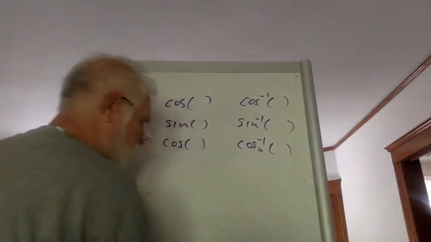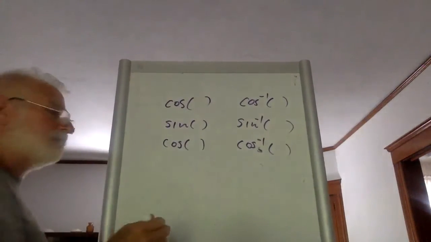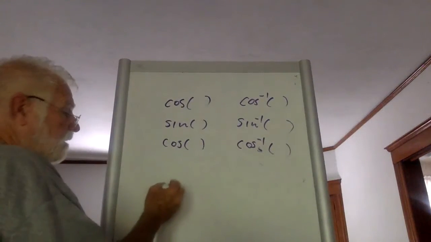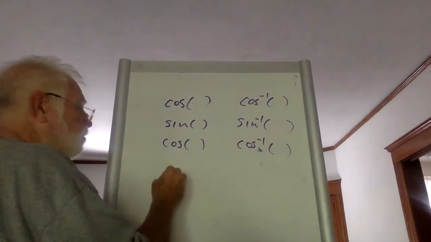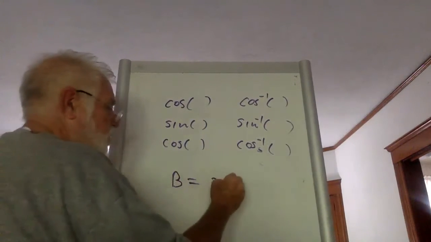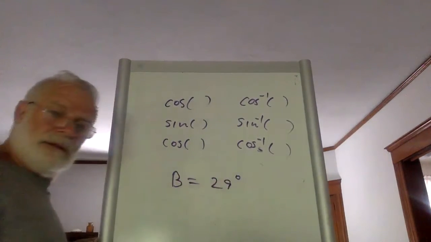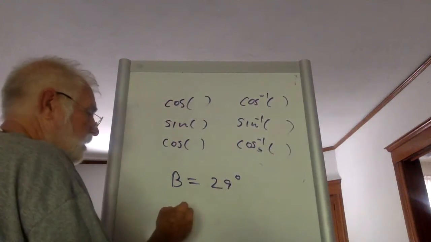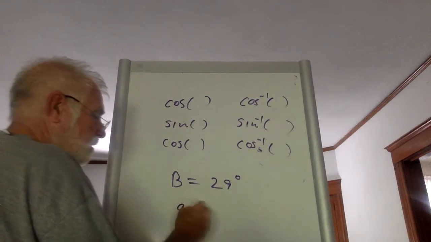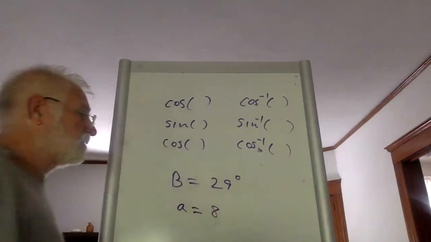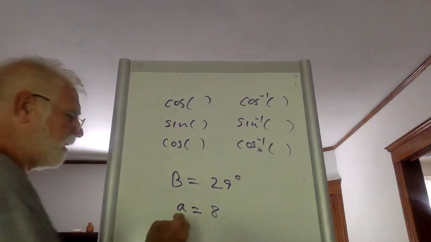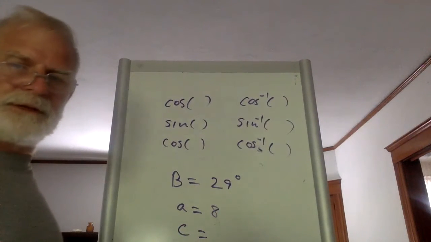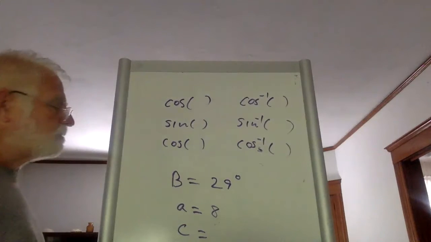All right, let's do another one. How about if I said, I'll give you angle B this time. Let's say that angle B is 29 degrees. Okay, and let's say that little a is 8. Can we find little c? It's a side length, right? Can we find little c? The hypotenuse. So you try it.